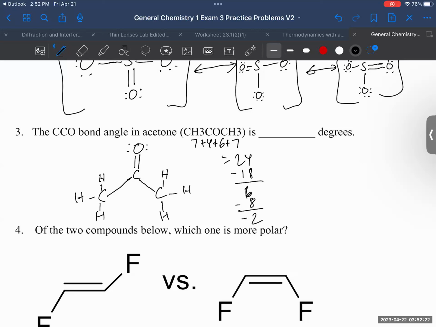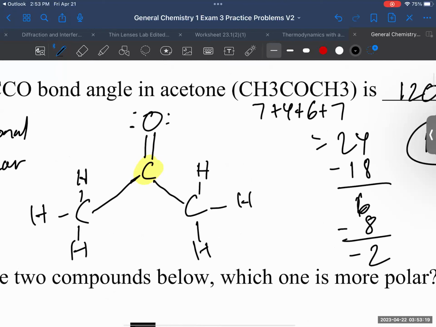So now, what is the geometry of this highlighted carbon? Tetrahedral? You sure? Are you positive? Oh, wait, no, trigonal. Yeah, Taylor is correct. It is trigonal planar. Now, what is the bond angle of trigonal planar things? Yeah, 120 degrees. So, y'all need to memorize all the bond angles. The CCO bond angle is 120 degrees for any trigonal planar thing. So to answer the question, 120 degrees. There are 3 electron regions around the carbon: 1 with the double bond, 2 with the 2 single bonds.